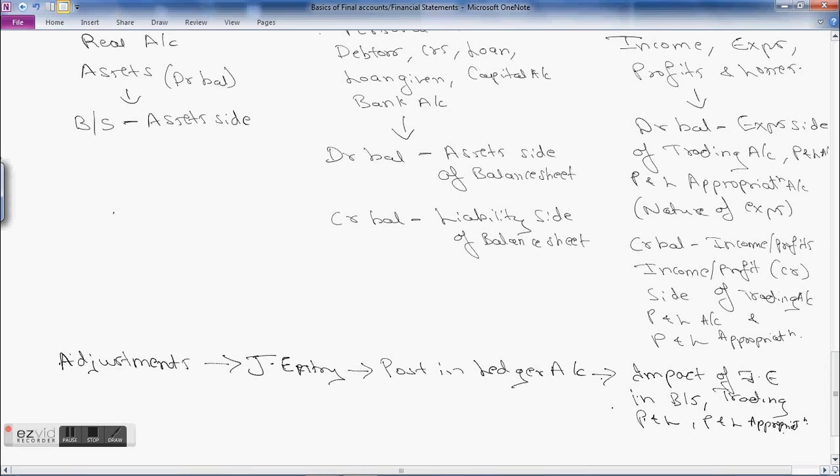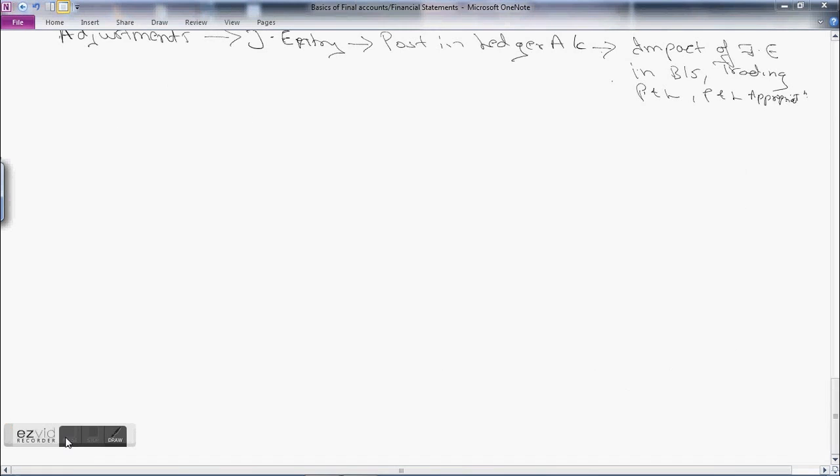Now since this entry is not posted, the impact of that is not included in your trial balance, so all your adjustments will have two effects in your final accounts. We'll come to that when we solve our practical problems. Now once this is prepared, all the adjustments and their effects are given, everything is prepared.